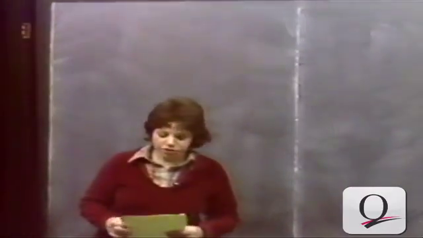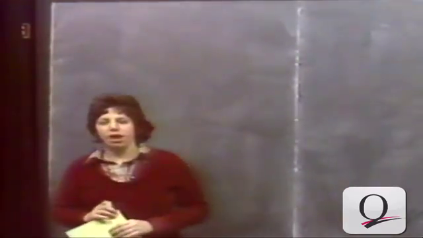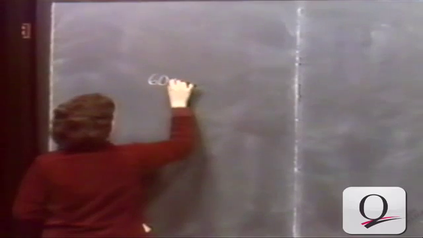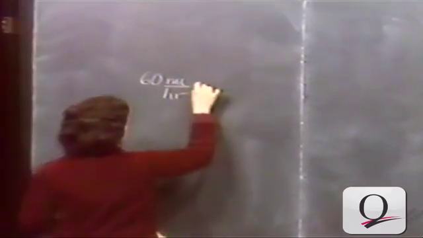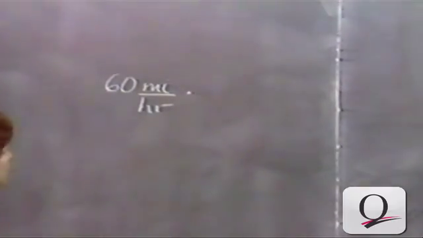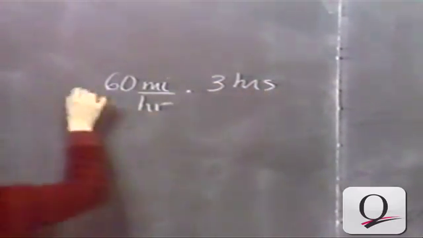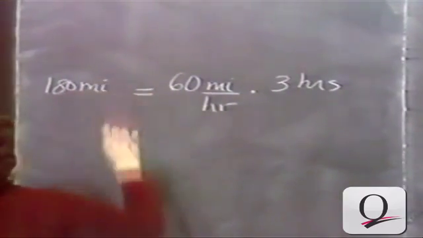Distance problems occur frequently in real life. If you're traveling on a highway for 3 hours at a steady speed of 60 miles per hour, you would expect to cover 180 miles. What you would do would be multiply your rate, 60 miles per hour, times the time you were traveling at that speed, which is 3 hours, and you would get 180 miles, the distance you've traveled.